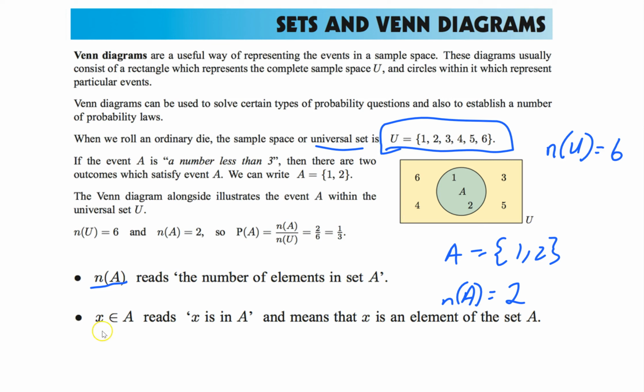And this you can see a lot in IB, or just in general. You'll see something inside something like that. That just means that that thing is an element of A. So like I could have right here, X is an element of A. This means X is in here. It's like 1 or 2.